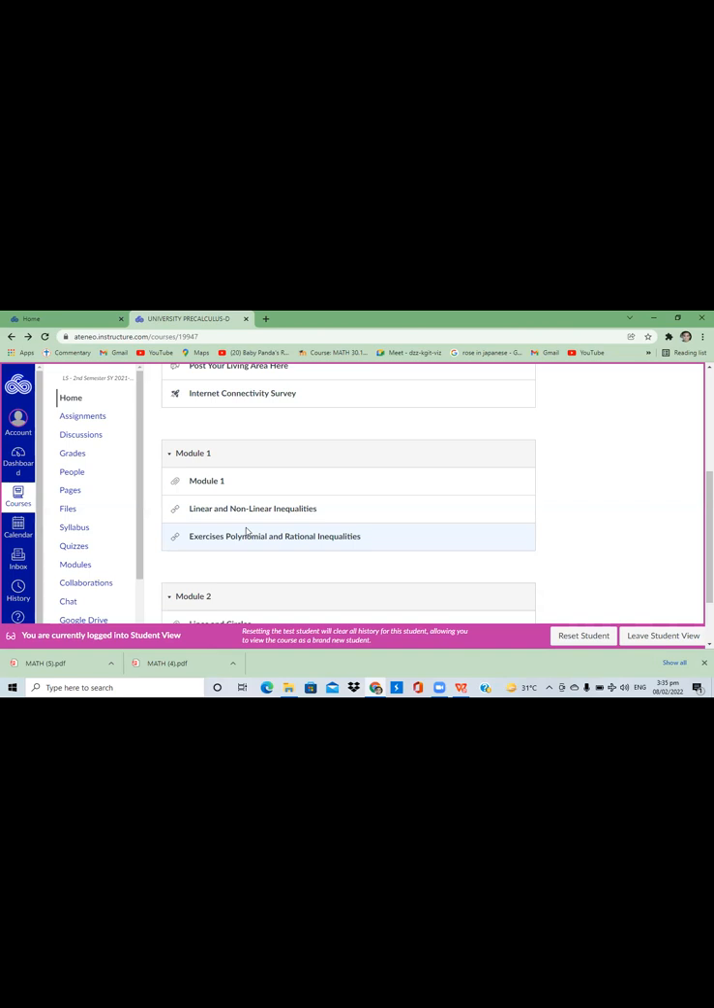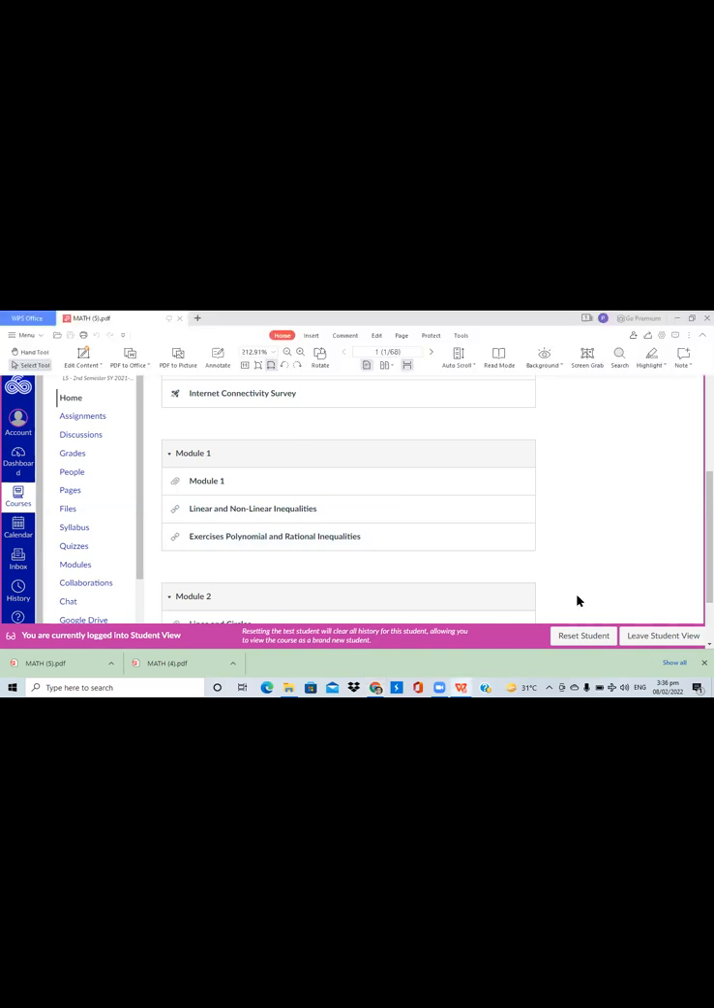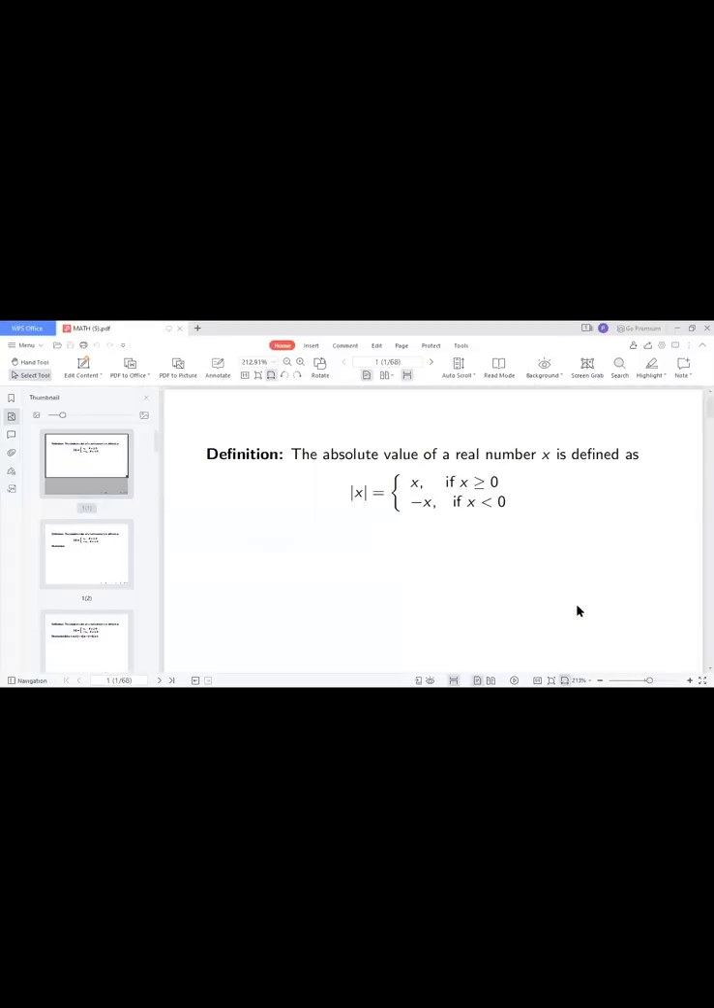Okay, so let's go to a new lesson. We now go to inequalities involving absolute value. So we had linear inequalities, nonlinear inequalities. Now inequalities that have the absolute value function in their expressions. So first, we need to review the definition of the absolute value of a real number.